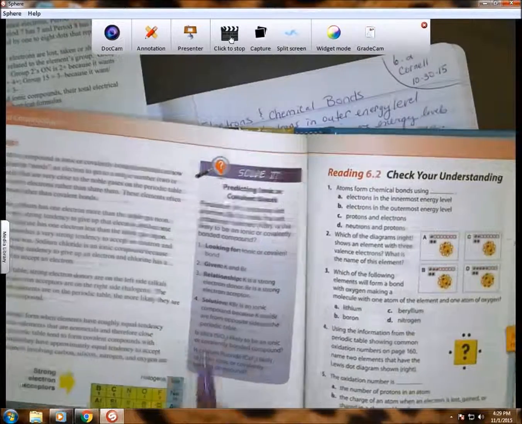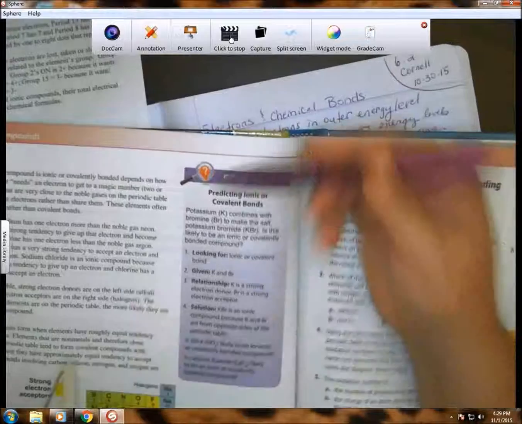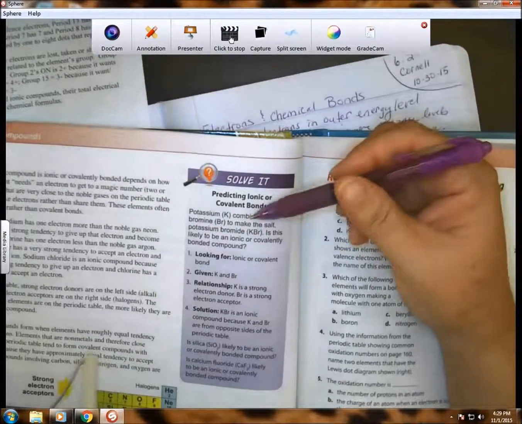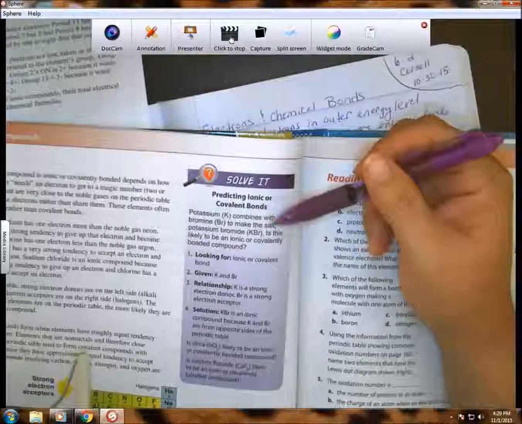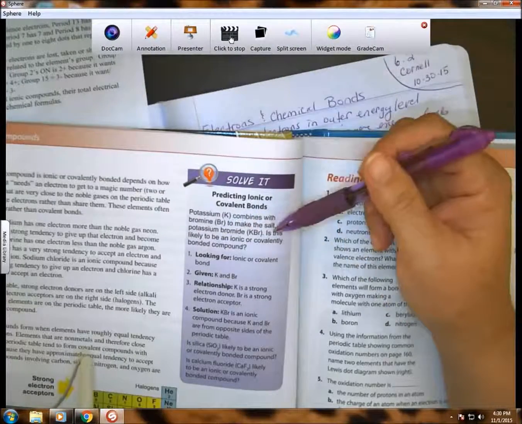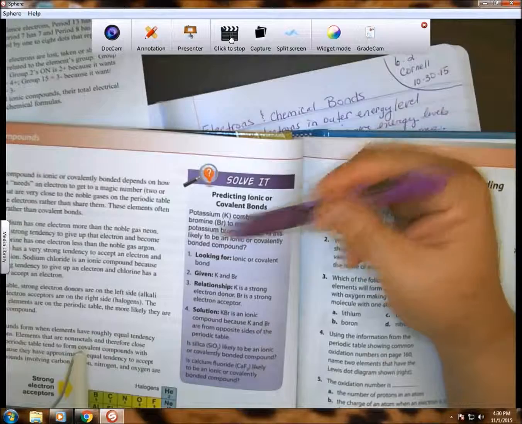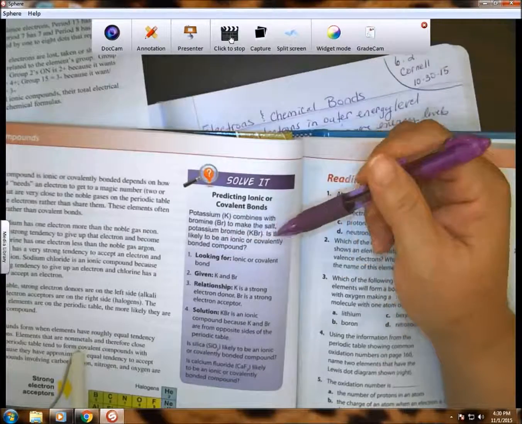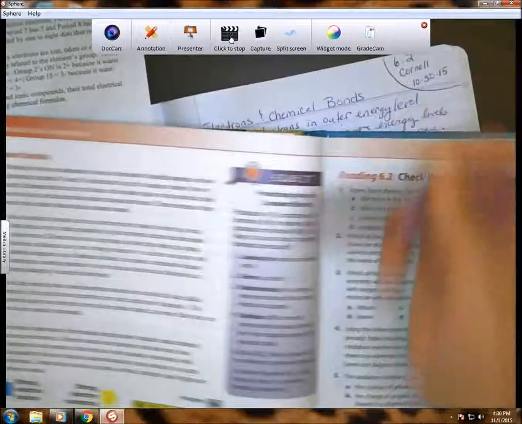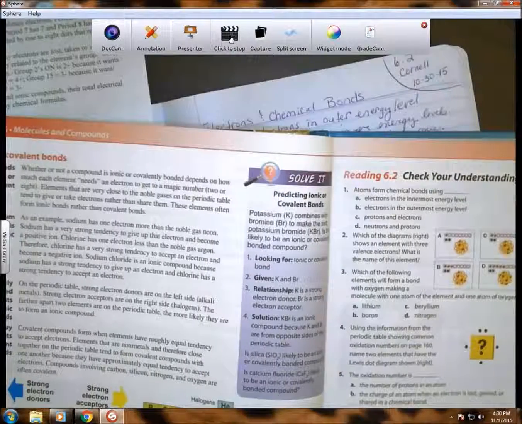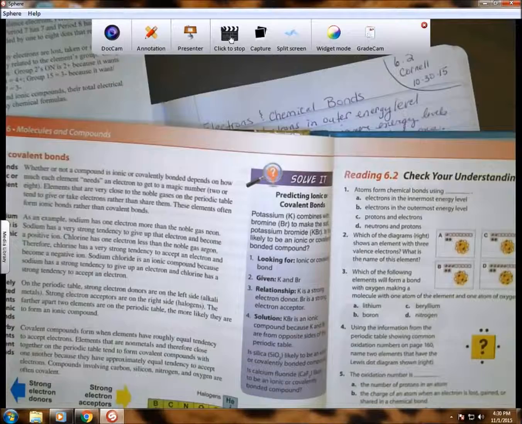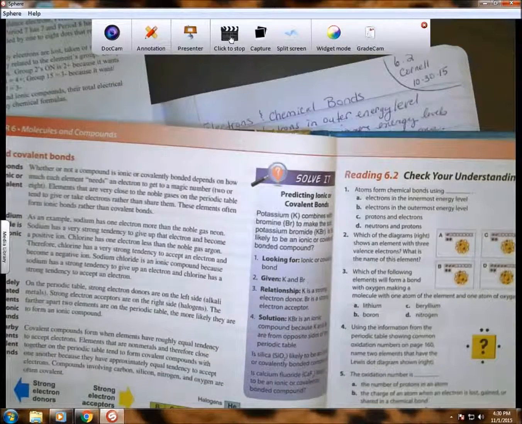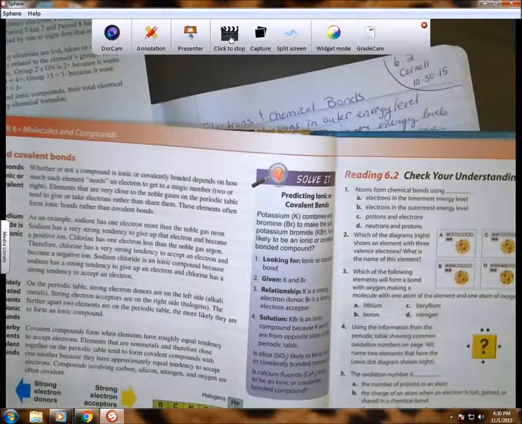Okay. So let's look at predicting ionic and covalent bonds. Potassium combines with bromine to make the salt potassium bromide. Is this likely to become an ionic or covalent bond? Alright, so we've got potassium over here, and we've got bromine over here. And they are really far apart, so they are going to make that wonderful ionic bond.